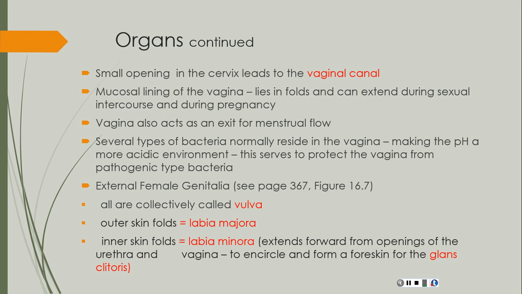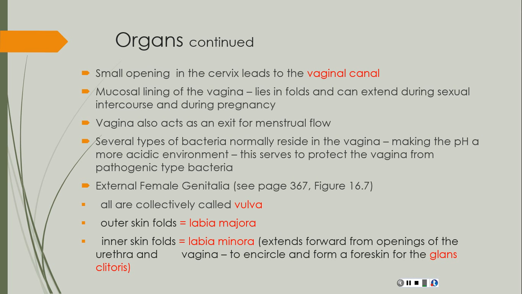So in the vagina there are several types of bacteria that normally reside there. This is normal, and it actually makes the pH environment in the vagina a little bit more acidic. The bacteria produce this more acidic environment to protect the vagina from pathogenic bacteria. So this is a good thing for the health of that environment.